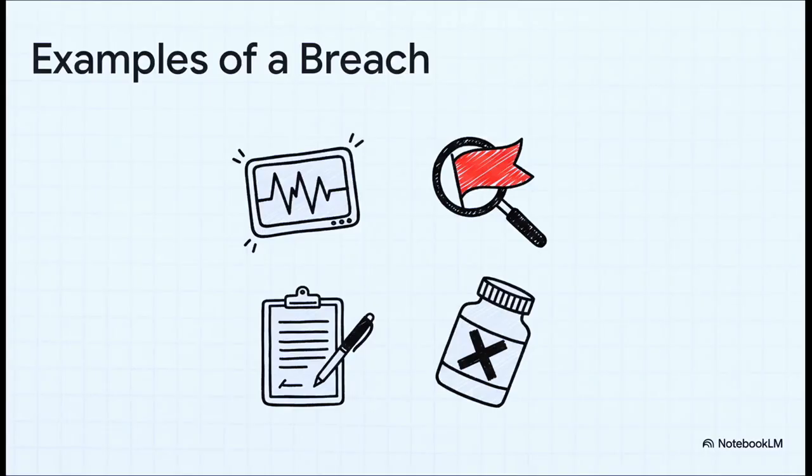And in the real world, a breach can look like a lot of different things. It could be something like an incorrect or delayed diagnosis, maybe a medication error, or a mistake during surgery. But it can also be things like not monitoring a patient closely enough, failing to get proper informed consent, or not referring a patient to a specialist when it was clearly needed.